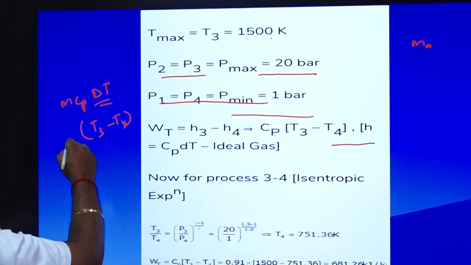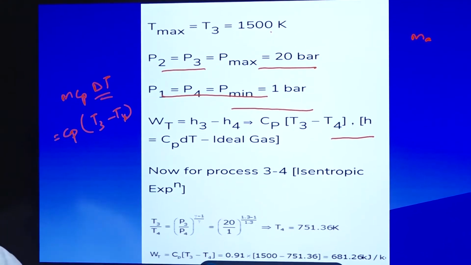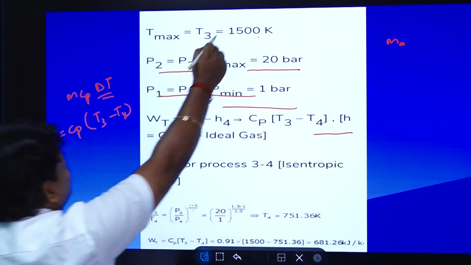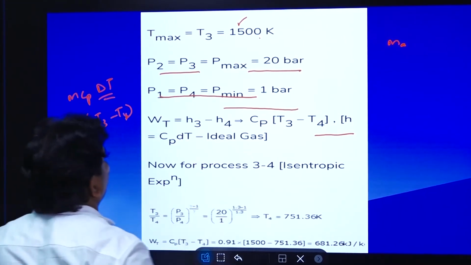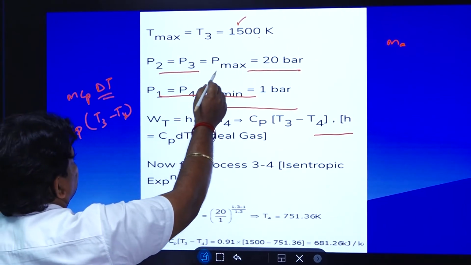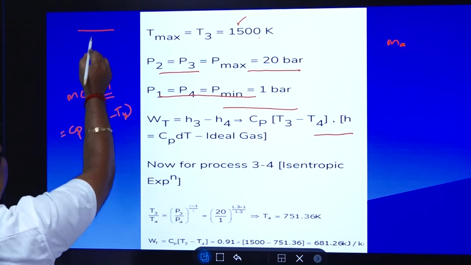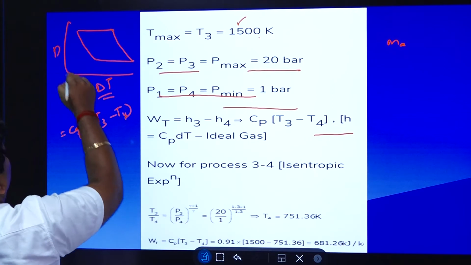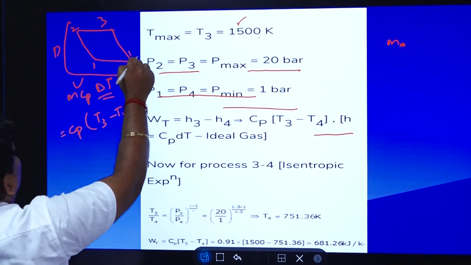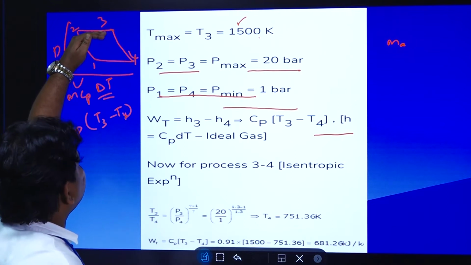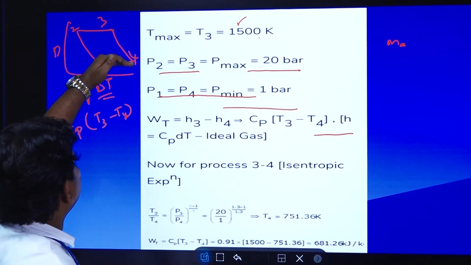So Cp is given to you. If it is for unit mass, then Cp into T3 minus T4. The maximum temperature is given to you, it is 1500 Kelvin, and the pressure is also given to you. P2 is equal to P3. This is a PV diagram, with points 1, 2, 3 and 4. The maximum P2 is equal to P3, it is 20 bar, and P1 is equal to P4 is equal to 1 bar.